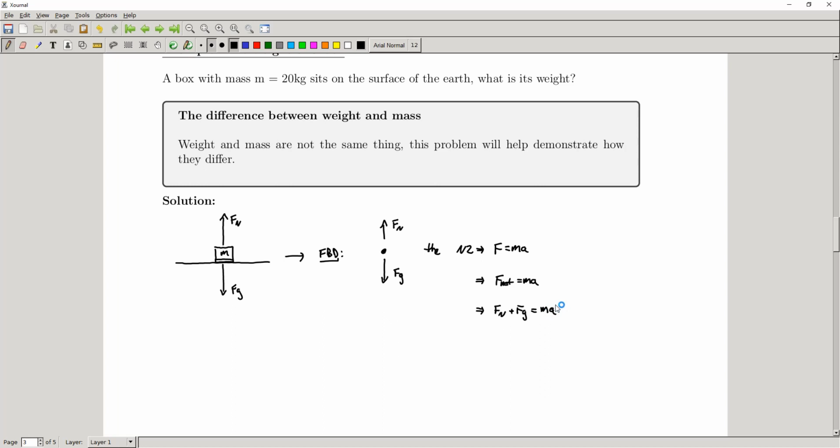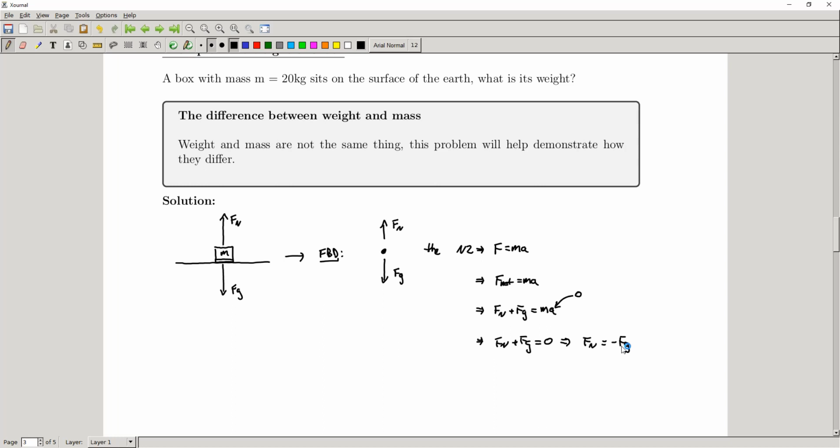And what is the acceleration of this box? Well, it's just sitting on the ground. So a is really 0, which means that Fn plus Fg equals 0, which means that Fn is equal to negative Fg, right? And so what is this sort of telling us?